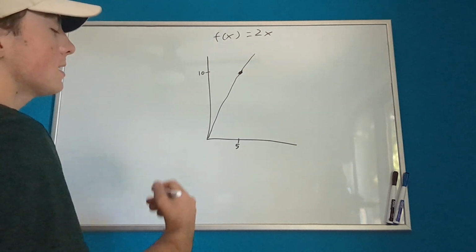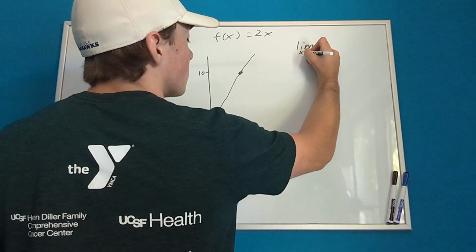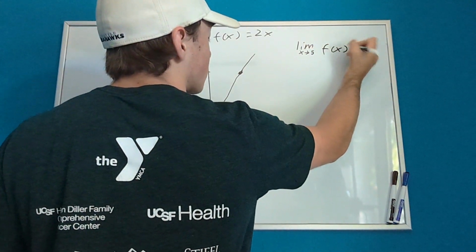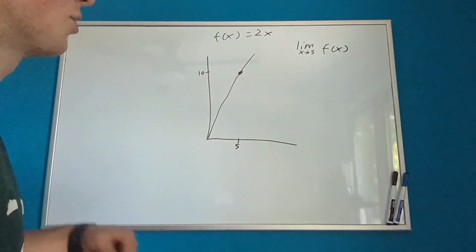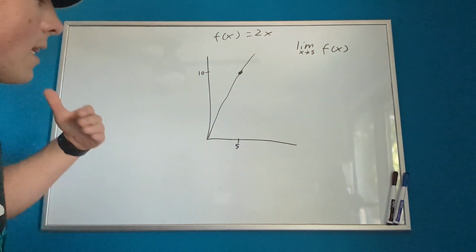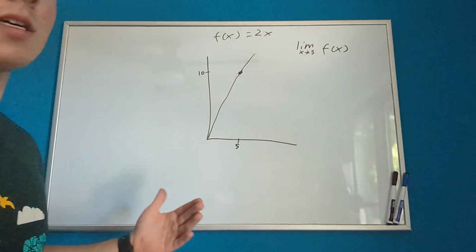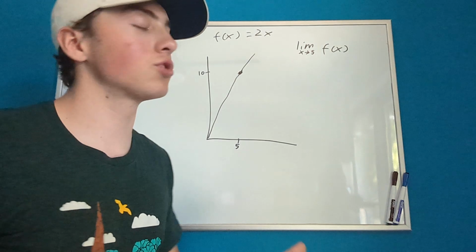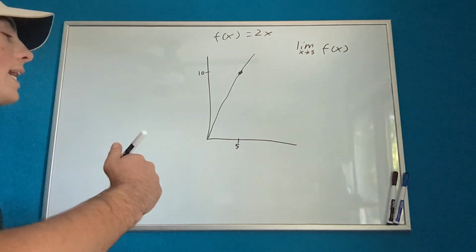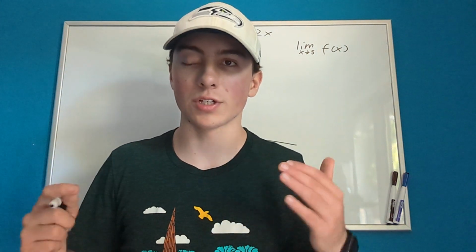Let's say we're asked to take the limit as x approaches 5 of f of x. Now, f of x equals 2x, but let's not worry about that right now. Let's just say, what does it mean to take a limit? And what does it mean to approach? Well, to approach 5 means that we are taking values that get progressively closer and closer to 5.